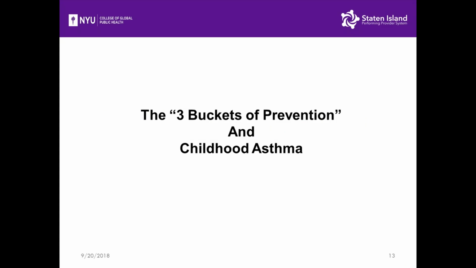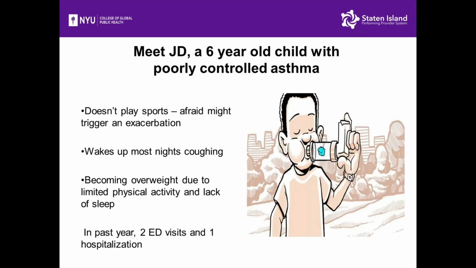So what I thought I'd do now is show you how the three buckets of prevention framework could be applied to the problem of childhood asthma. And again, hopefully this will illustrate how this approach could be used for this particular problem, but also could be applied to many others. Before describing the asthma interventions, I thought I'd take a minute to briefly describe a typical scenario that healthcare and other providers might face in taking care of a child with asthma.